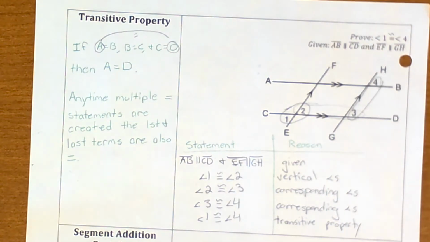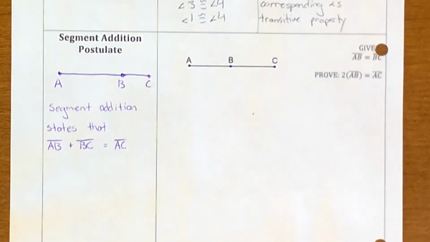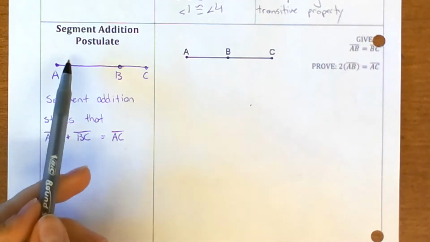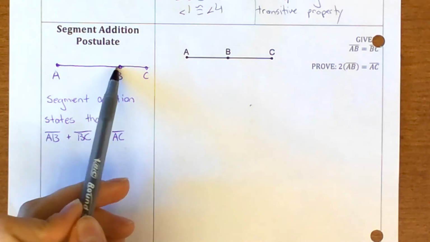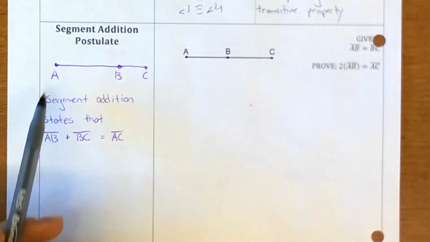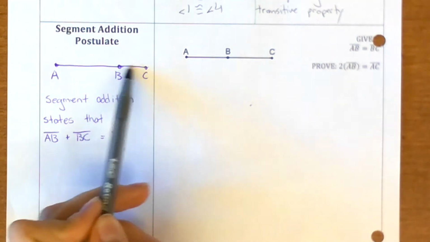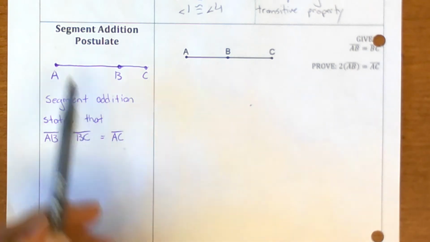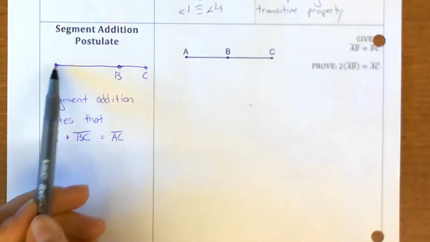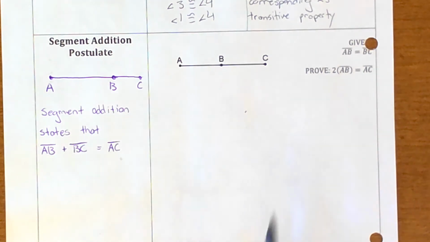Okay, and then the last word on this page is the segment addition postulate. It is exactly what it sounds like. What it says is that if I take 2 segments and add them together, they're going to be the same distance as the entire segment. So segment AB right here, if I add segment BC, I can rename that and call it segment AC. Okay, so we're going to go ahead and start with our proof on this one.